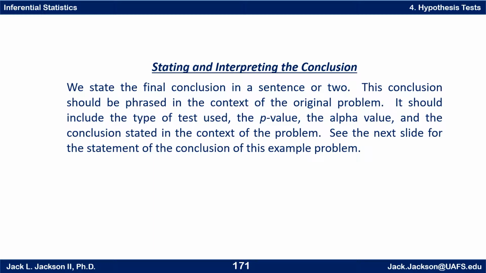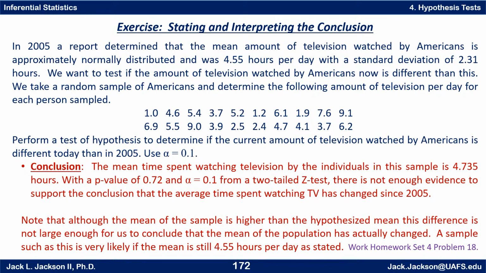When we finish this part of the test, we're not completely finished until we state our conclusion. And our conclusion needs to be stated in a sentence or two. This conclusion should be phrased in the context of the original problem. It should include the type of test used. It should include the p-value, the alpha value, and the conclusion stated in the context of the problem. So let's look at an example of how we might say this.